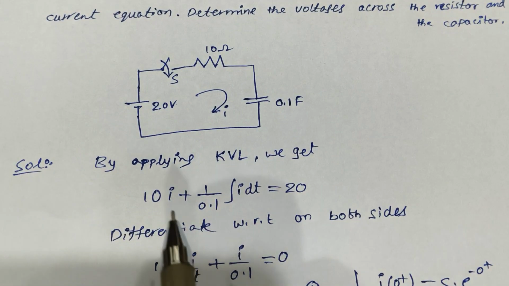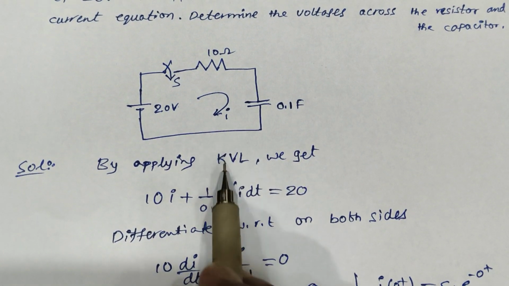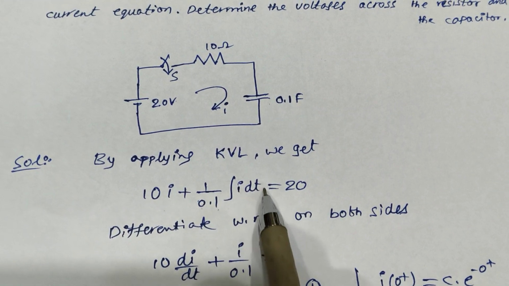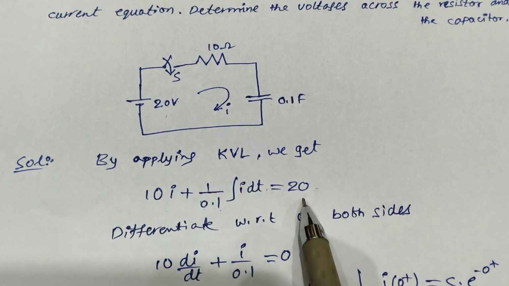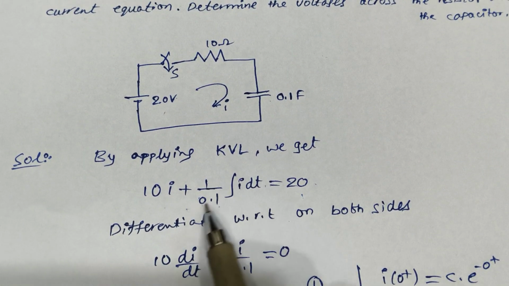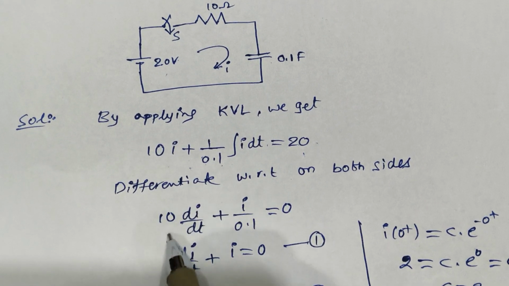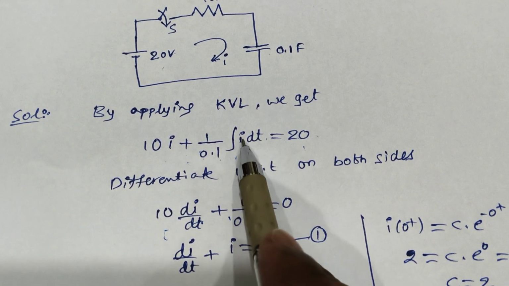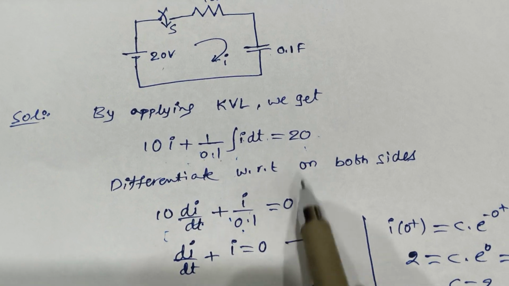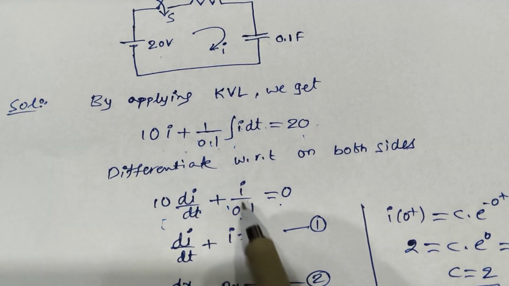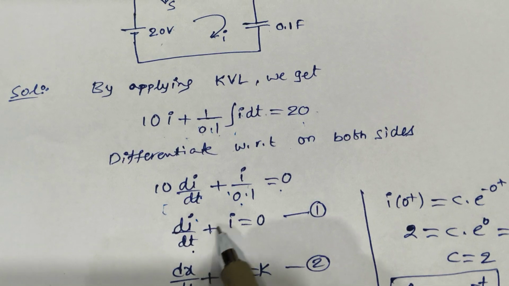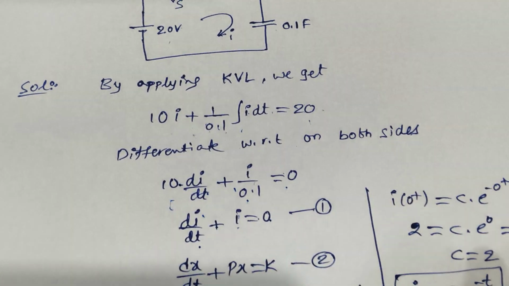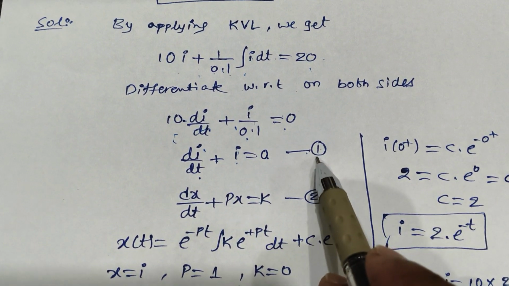As a first step, we have to apply KVL to this circuit. If you apply KVL, 10 into I plus 1 by C, which is nothing but 1 by 0.1 into integral I dt, is equal to the source voltage, that is 20 volts. By differentiating on both sides, the equation will become 10 into di by dt plus I by 0.1 is equal to 0, since differentiation of 20 is 0. By rewriting this equation, dividing both sides by 10, di by dt plus I is equal to 0. That is nothing but the first equation.